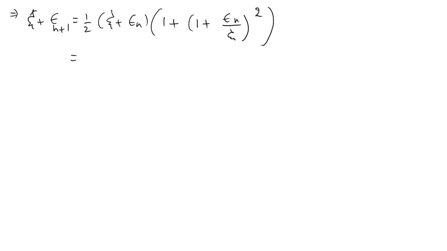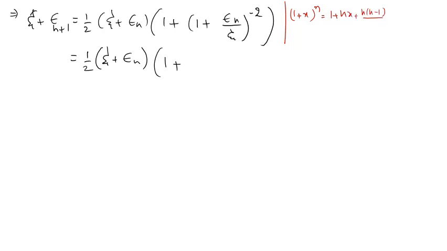Simplifying this expression, you remember the formula: (1 plus x) whole power n expansion is 1 plus nx plus n(n minus 1) by factorial 2 x square plus n(n minus 1)(n minus 2) by factorial 3 x cube, and so on. Here the n value is minus 2, and x value is epsilon n by xi. This is just for your idea.